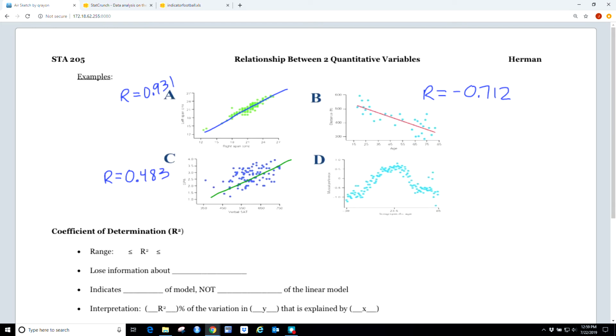All right, for graph D, again, we expected a correlation for this one pretty close to 0. I didn't get exactly 0. I got 0.032.